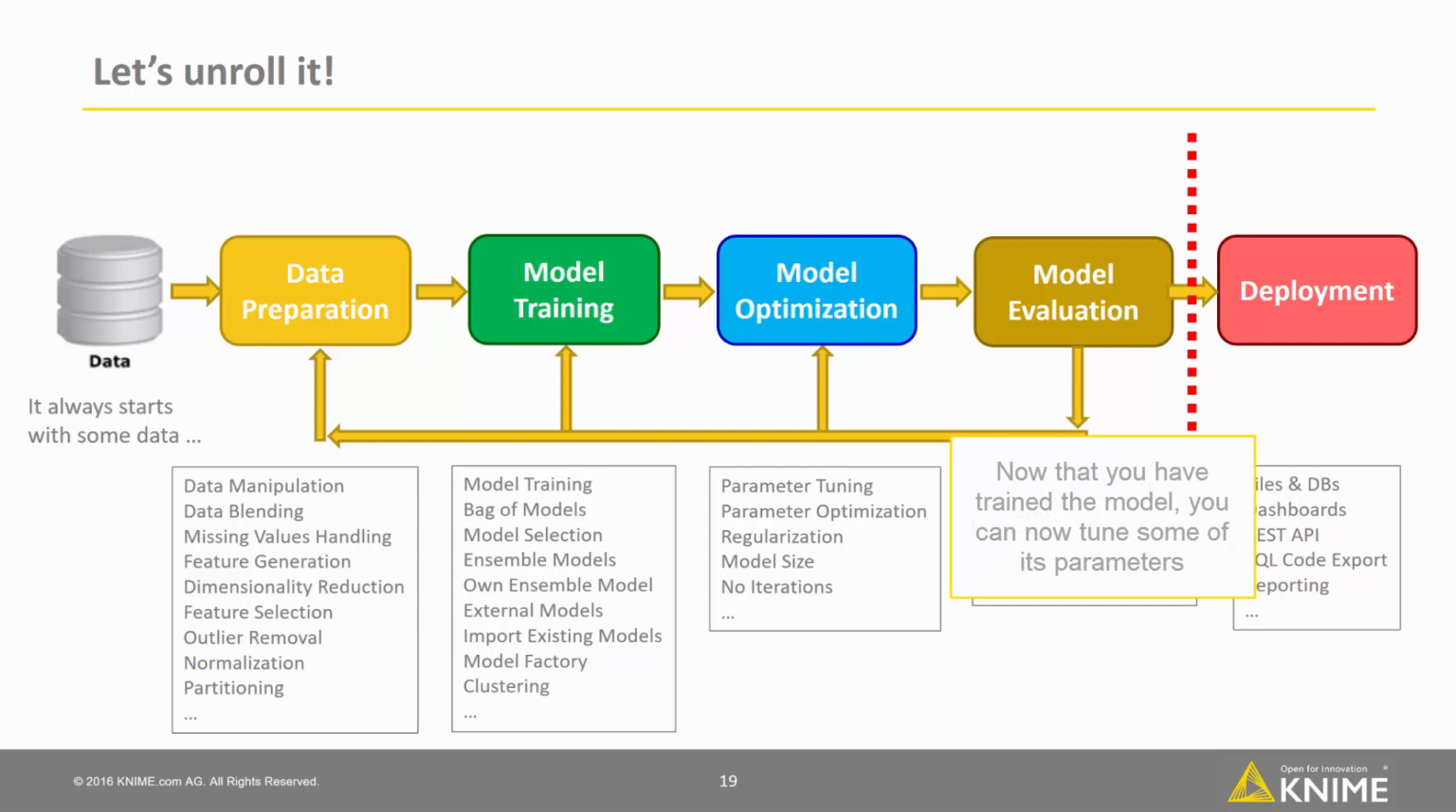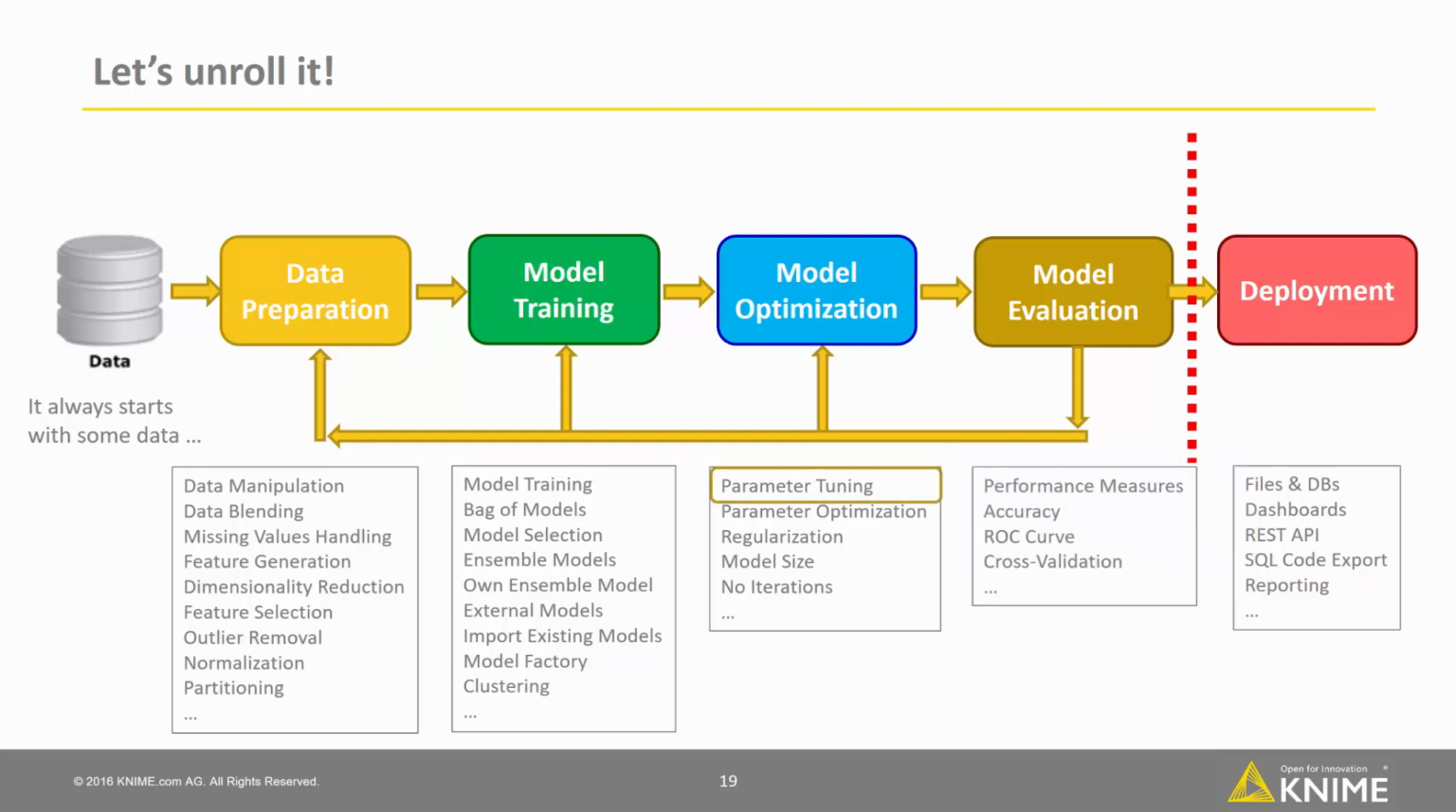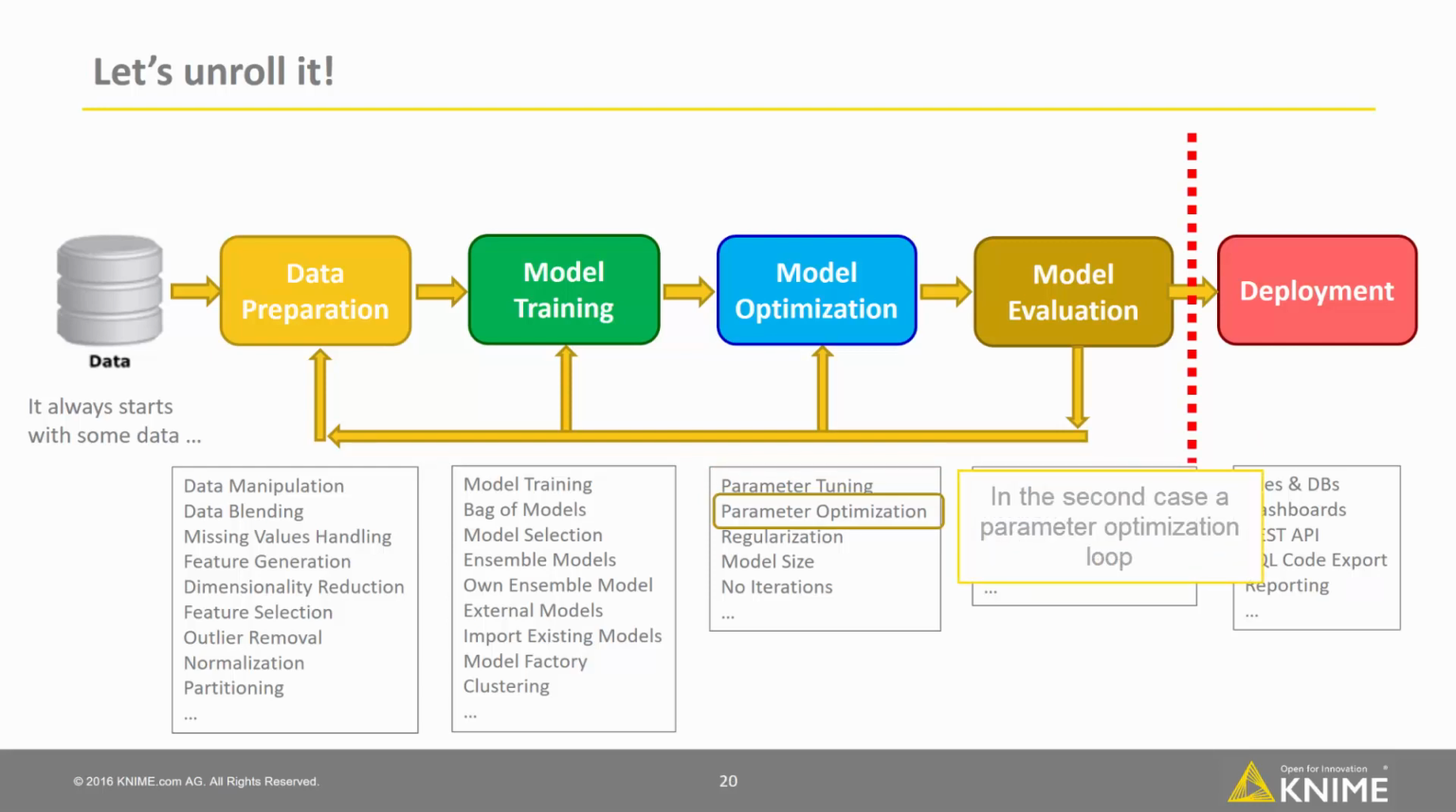Once you have trained your model for the first time, you can now tune some of its parameters in the hope of getting better results. You can do this manually or automatically. In the first case, we have a parameter tuning phase. In the second case, a parameter optimization loop.